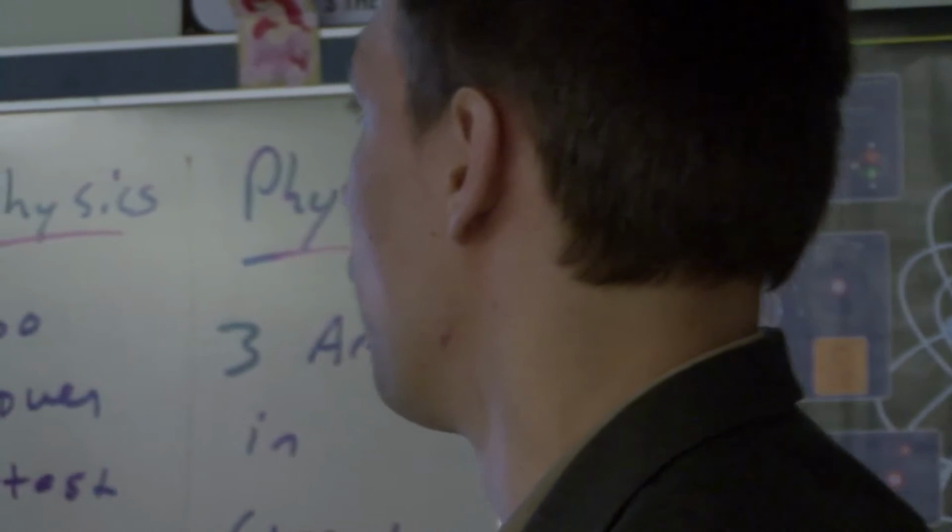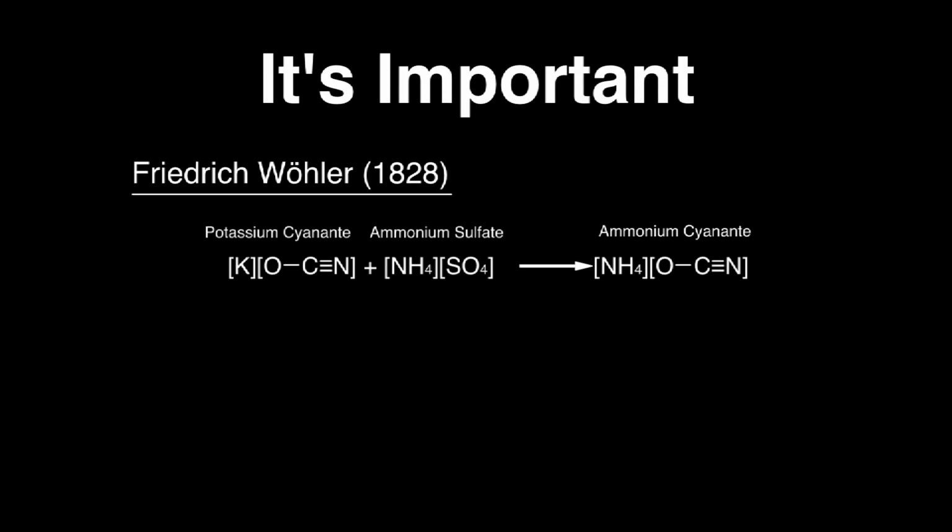So here's one example. Friedrich Wöhler, 1828. He's trying to do this reaction, potassium cyanate plus ammonium sulfate to make ammonium cyanate. This is a double displacement reaction. You guys have talked about this. You've talked about equilibriums. Why is this important? Well, he accidentally made urea.